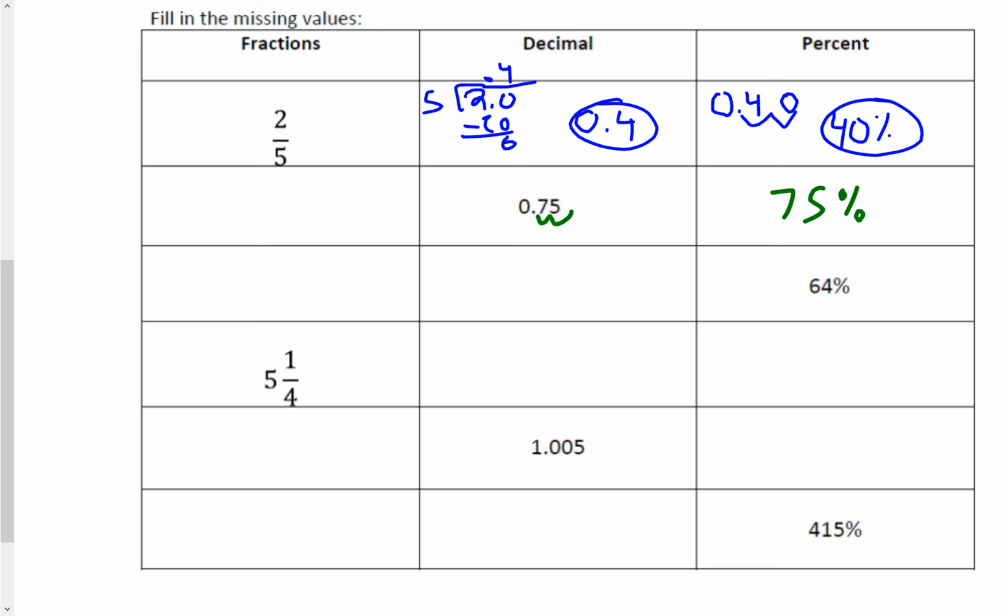However, for changing it to a fraction, we have to look at the place values. So for this one, it goes to the 100th place. So that would be 75 over 100, which when you reduce it, reduces to 3 over 4.